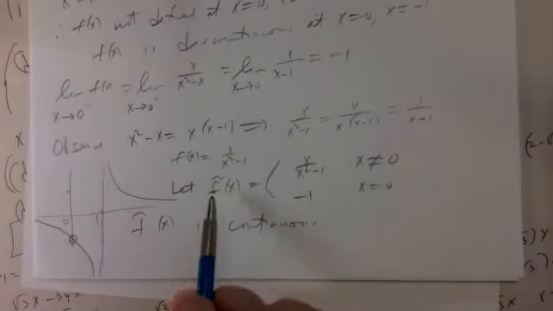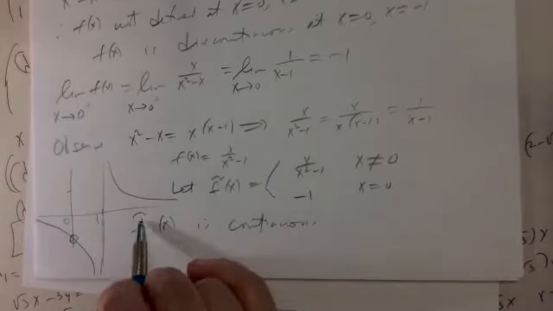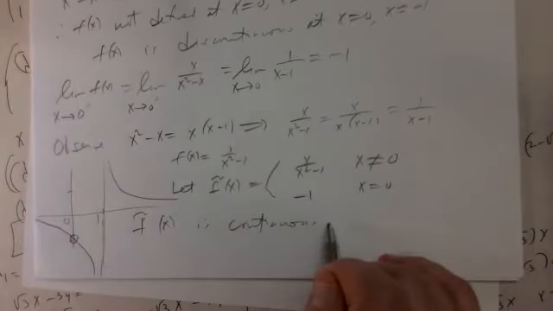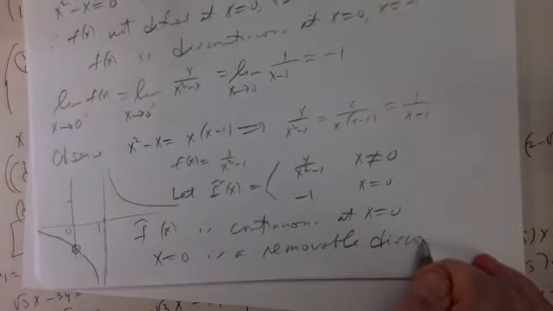So if we define a new function, I call it f tilde of x, f with a little squiggle over it. For x different from 0, it's x over x squared minus x. And at x equals 0, we define it to be minus 1. Then this new function, f tilde of x, is continuous at x equals 0. So x equals 0 is a removable discontinuity.